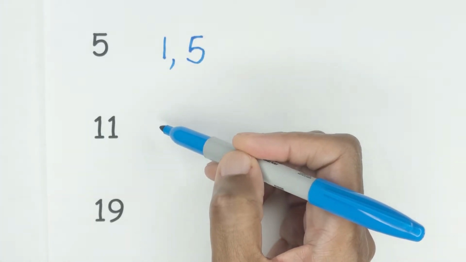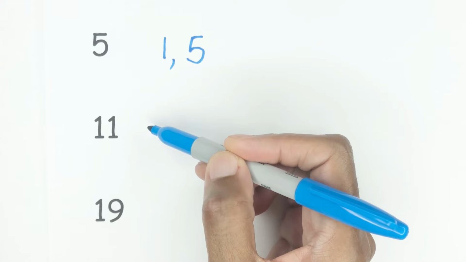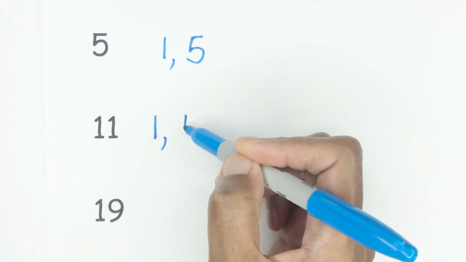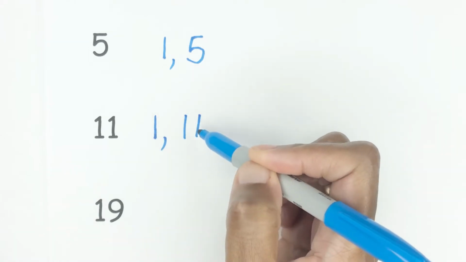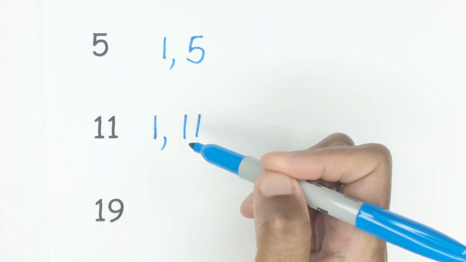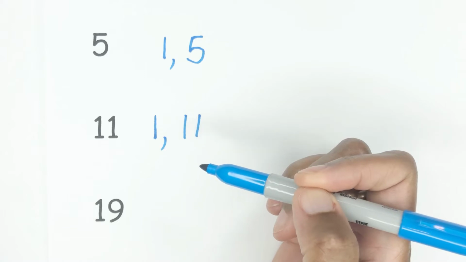Number 11. Same question, right? What two factors make 11? Right? Only itself and the number 1. So the number 1 and itself. Right? 1 times 11 is 11. 11 times 1 is 11. There's no other factors that make the number 11.